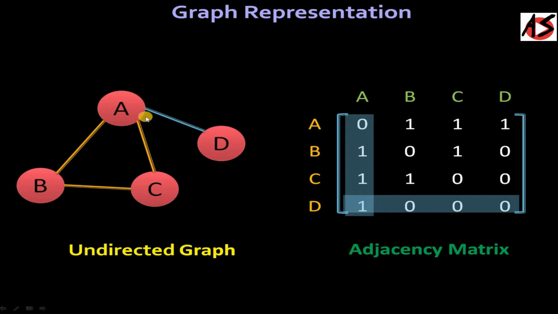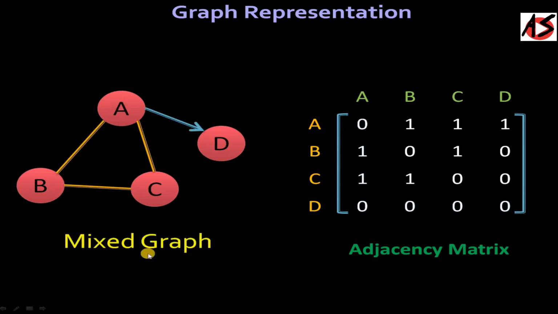Now if you are talking about a mixed graph, in which some edges are undirected and some edges are directed, here you can see these 3 edges are undirected, but this edge, A to D, is directed. So here in the A row and D column, you put 1, but in the D row and A column you put 0, because there is no connection from D to A. There is only a connection from A to D.